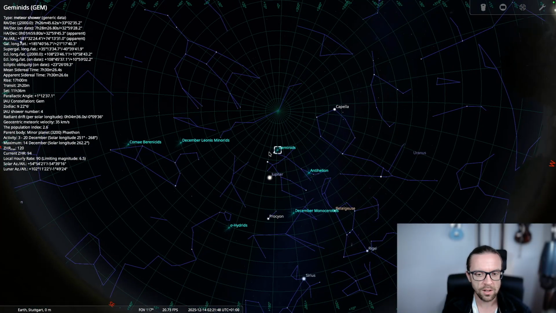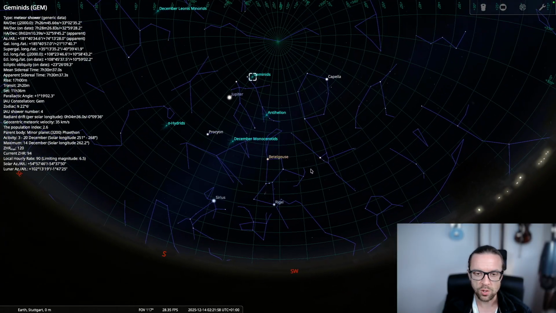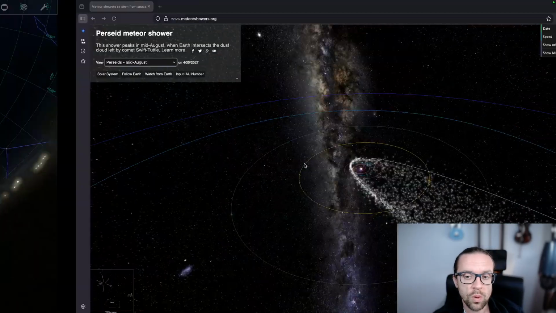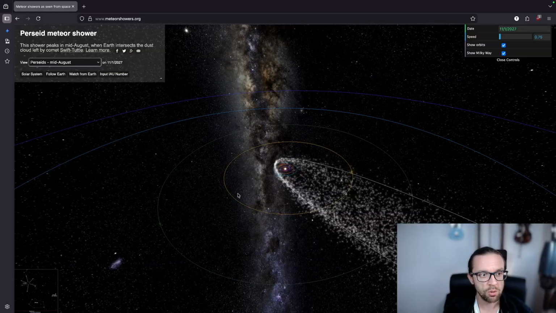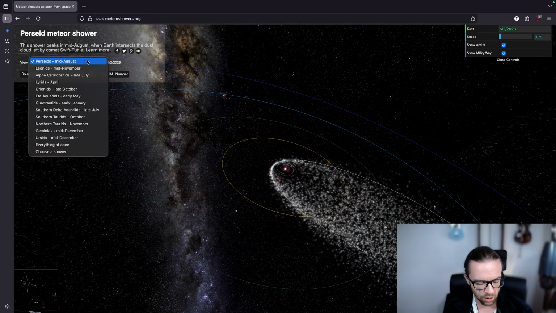So overnight, all the Geminids are coming basically from this virtual direction. It also applies for the other meteors as well. All of the streams have a certain direction. And why is it? Well, based on all the observations, we can create simulations like we have here from meteorshowers.org.